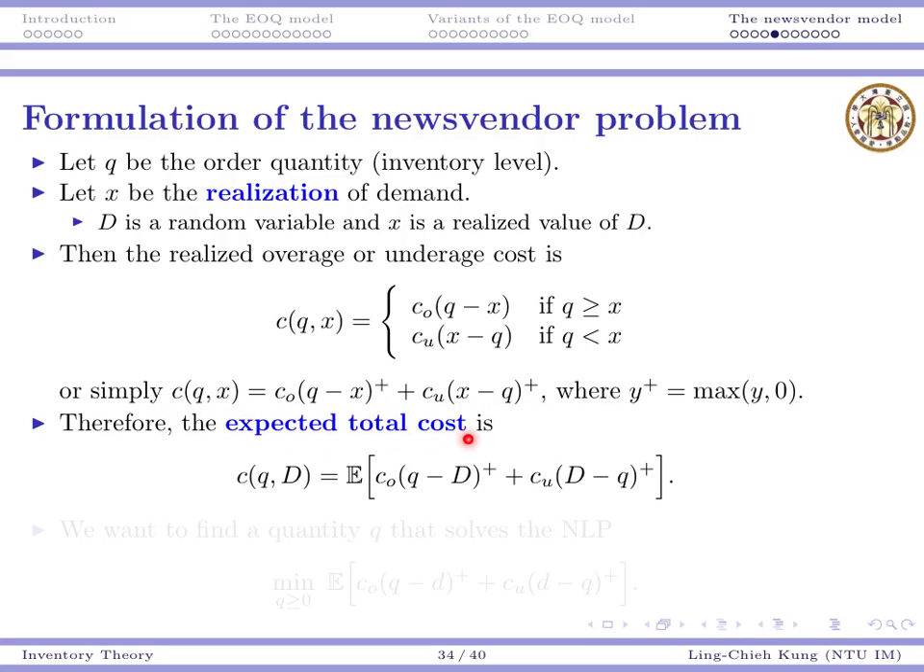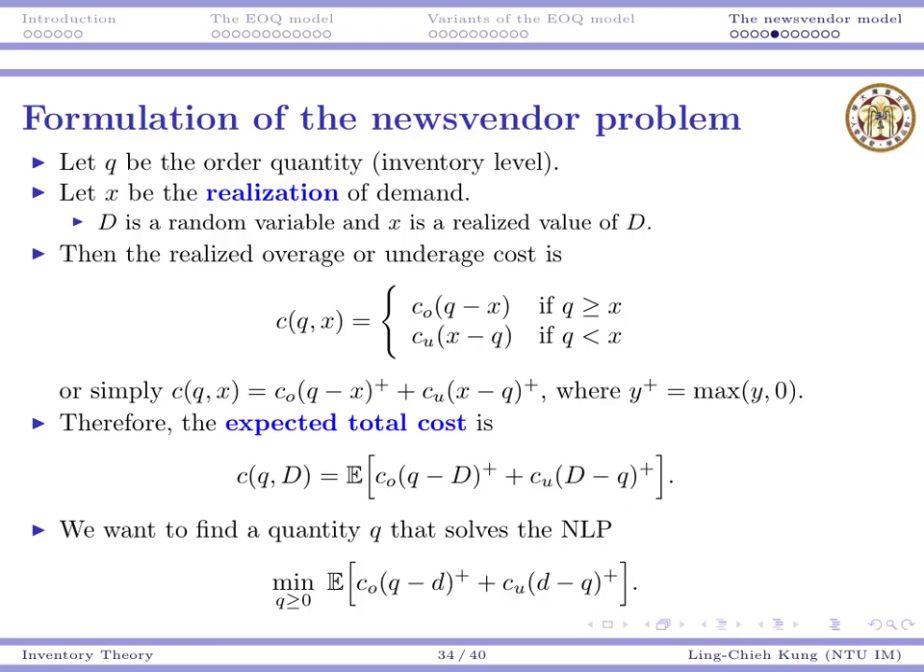So the expected cost would be the expectation of the realizations. And now of course X will be replaced by capital D because this is a random variable, or random function, and we are taking expectation of it. And our task is to find a quantity Q that can solve the NLP here. Now we are looking for Q to minimize C of Q, D, or just this expectation.